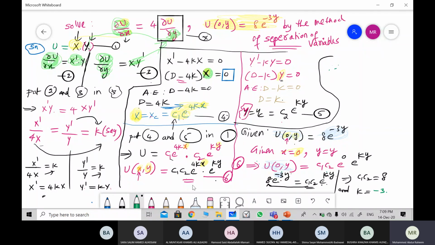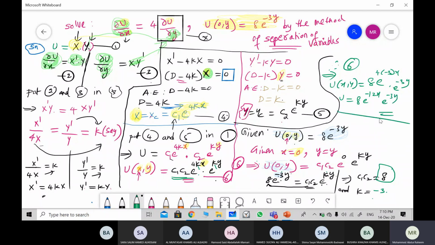Therefore, this will change again. Sixth equation implies u of x,y, the final answer. The C1, C2 value, how much you got? 8. E power k is minus 3. You write here k minus 3, here minus 3. 4 multiply minus 3x, e power minus 3y. You answer 8 half. This is the answer.